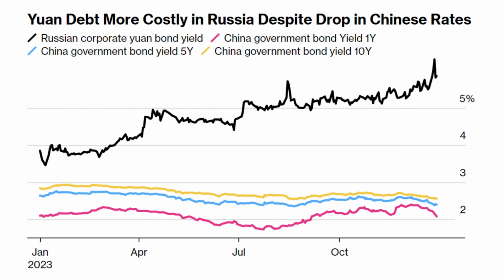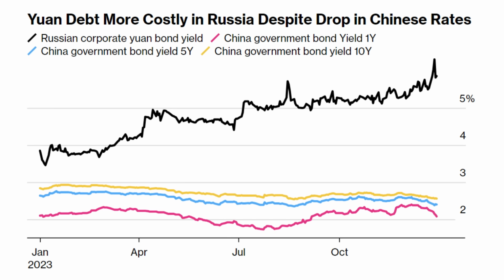And this chart highlights the difference in the borrowing cost in Chinese yuan in Russia versus China. The scale on the right-hand side of this chart is shown as a percentage and goes from 0 at the bottom to 5% at the top. The red line at the bottom shows the yield on a Chinese government bond of 1 year. The blue line shows the yield on a 5-year Chinese government bond. The yellow line shows the yield on a 10-year Chinese government bond.